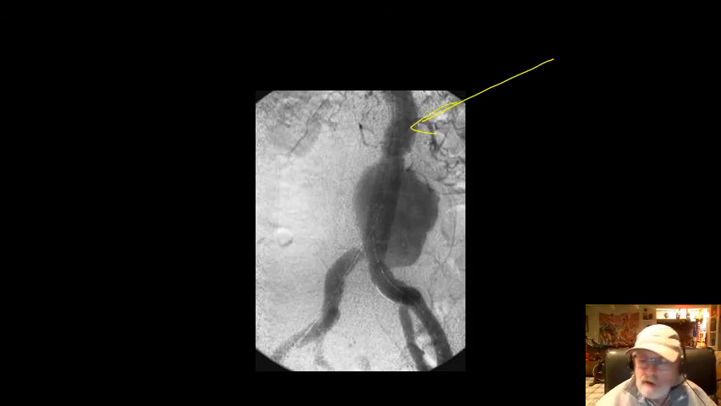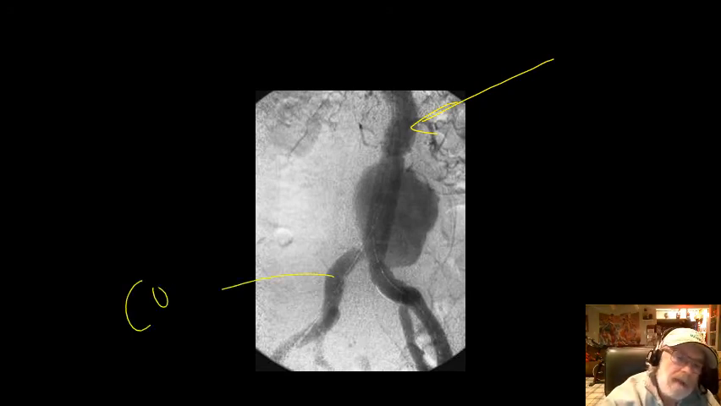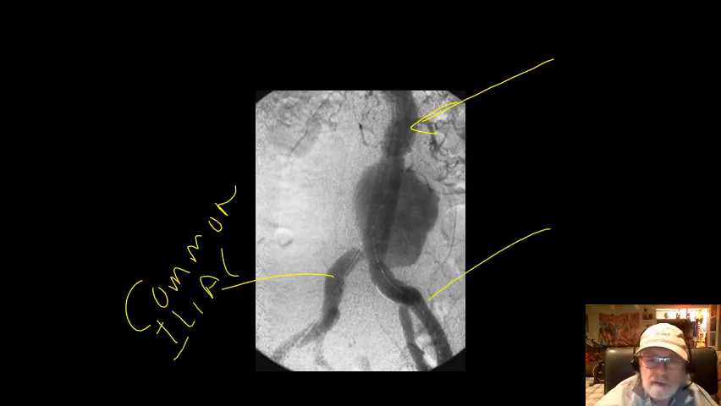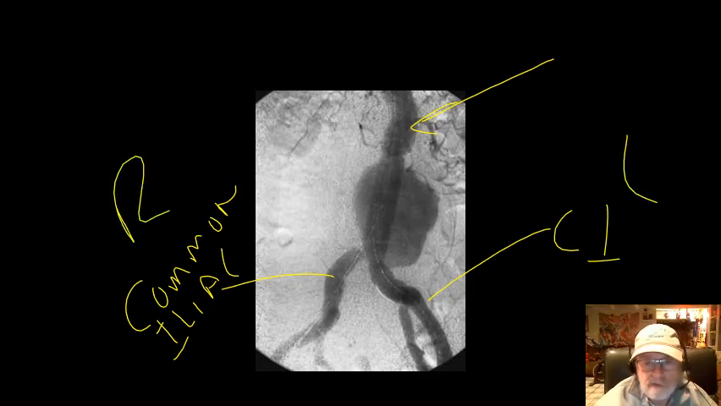What happens is around the level of the umbilicus, the navel, that aorta divides into a common iliac on the right, common iliac on the left. Okay, it divides. That's going to go to the legs. This is going to go to the right leg. This is going to go to the left leg over here.